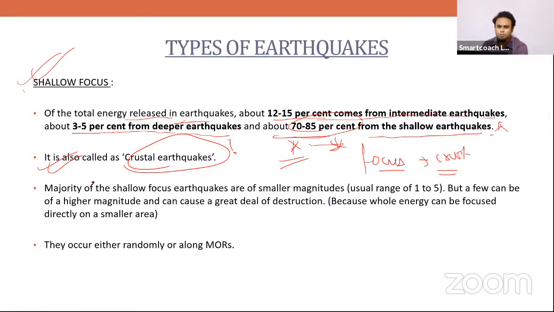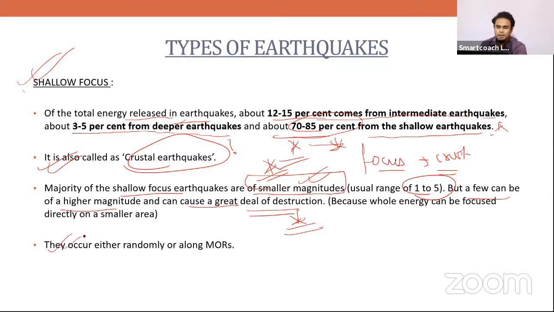Understood this? So the majority of shallow focus earthquakes are of smaller magnitudes. It can be the largest chunk of all the energy, but in terms of magnitude, it is of smaller magnitude, usually around 1 to 5, but a few can be of higher magnitude and can also cause a great deal of destruction. Understood this?